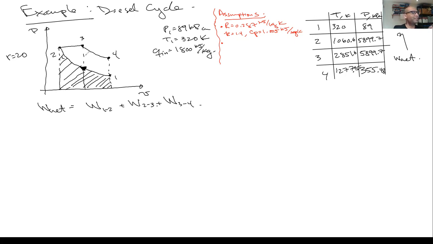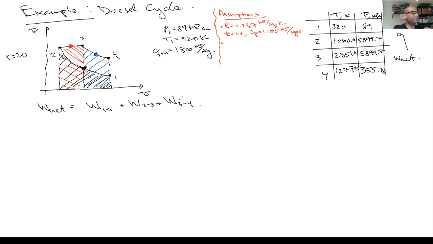Here I'm going to draw in red. 2 to 3, that's the area under the curve, hashed out in red. And now it's a positive area because I'm going to the right, expanding volume. So that's the amount of work coming out during the combustion phase. And then I'm going to put it in blue. 3 to 4, here's the area from 3 to 4.